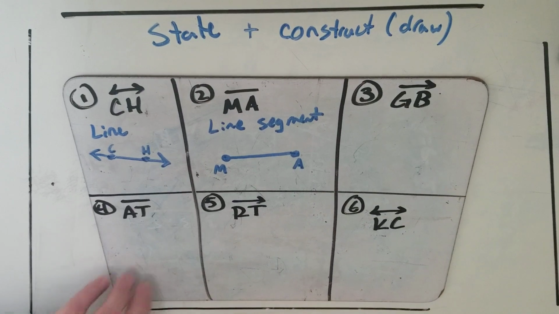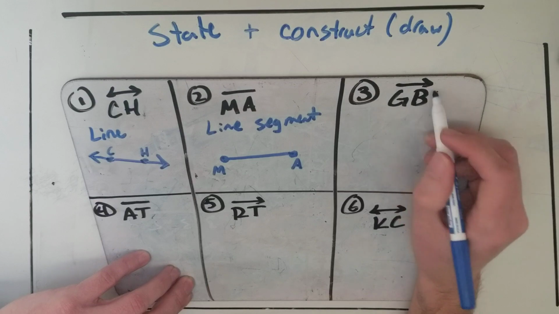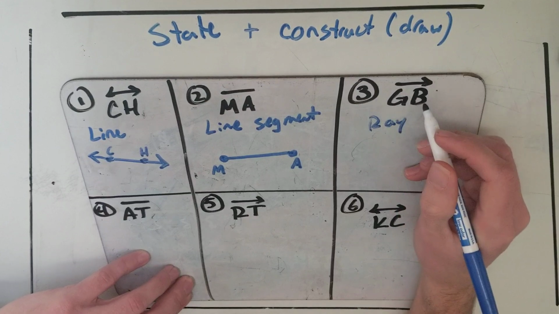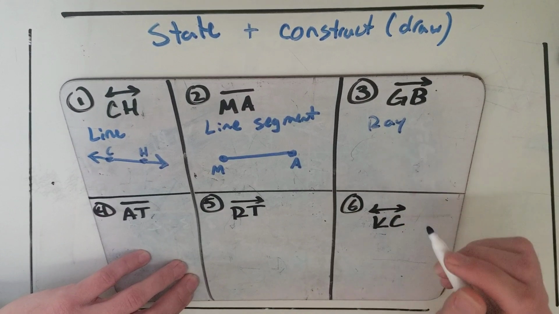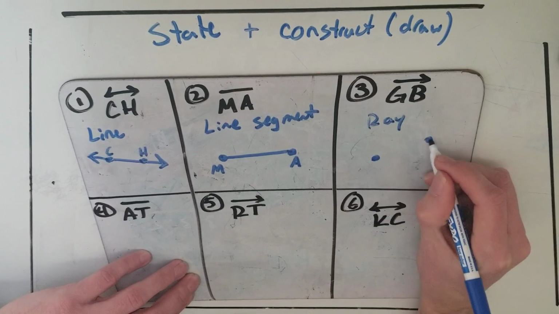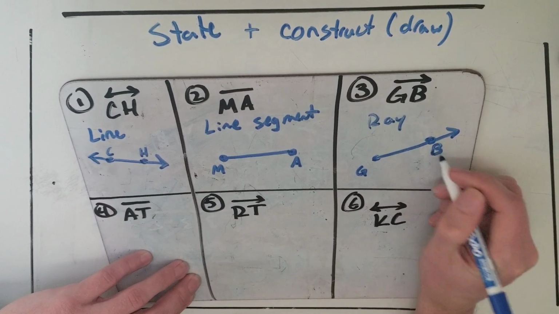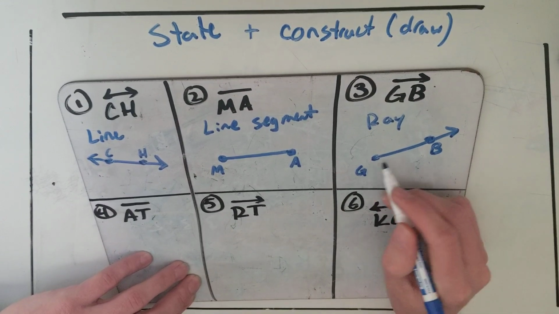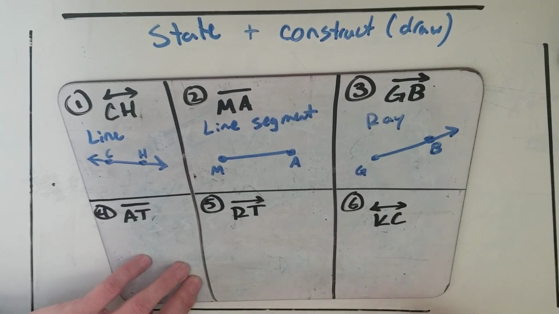On to number 3. Notice the notation up here. This would be read as ray GB. We're working with a ray, and the notation is very important. We're starting at point G and going through B. So again, we don't know what direction it's really going in, but let's say we go like this, from G through B. This would be ray GB. And it doesn't necessarily have to go from left to right. It could go from right to left, but you'd have to start at G and go through B.